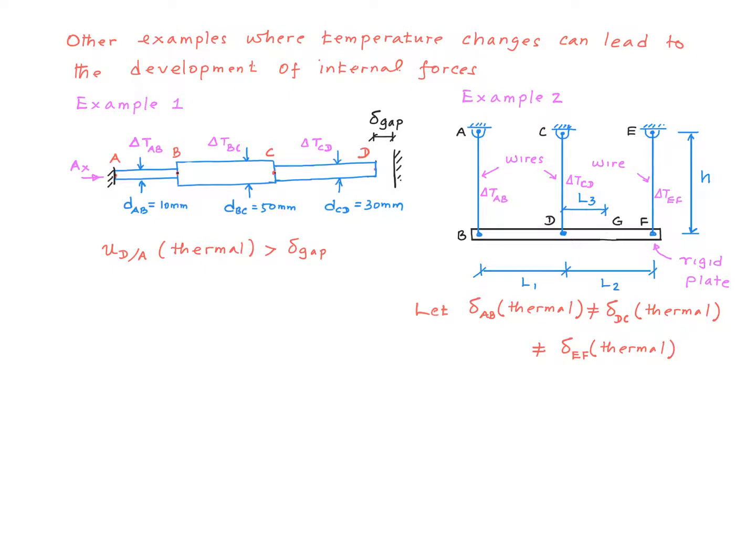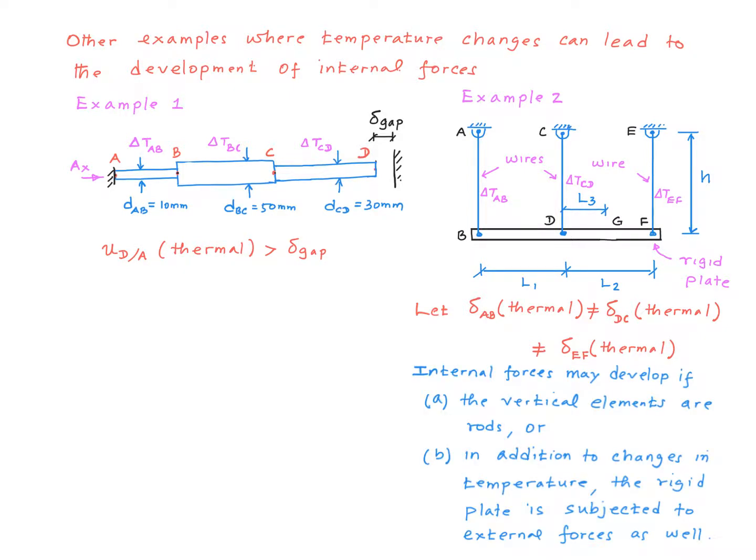Remember this wired structure we considered before? Supposing, due to thermal effect, the length of each wire changes, but the changes are not equal to each other. The constraint is that the rigid plate has to remain a straight line. So what will happen? If these vertical elements are actually made of wires like cables, chains, or ropes, one of the wires will wrinkle up. We are not going to have any tensions developing in the wires.